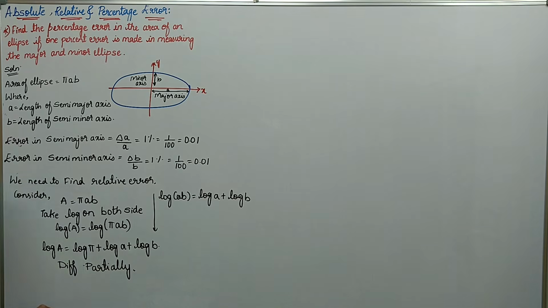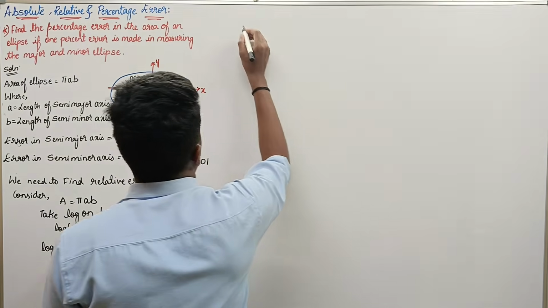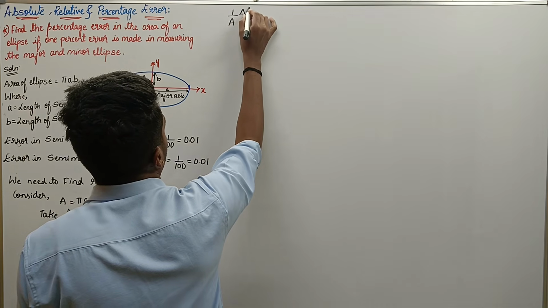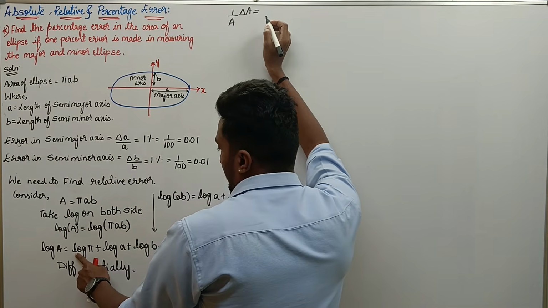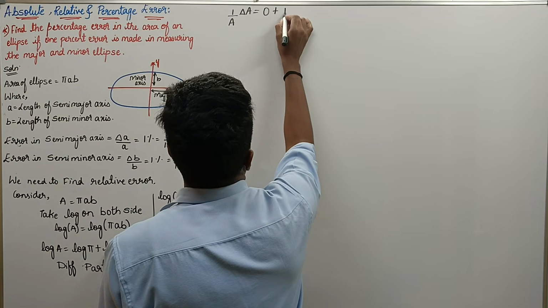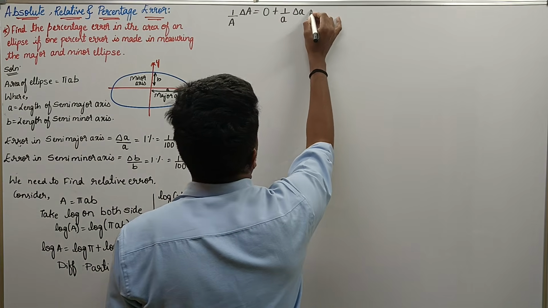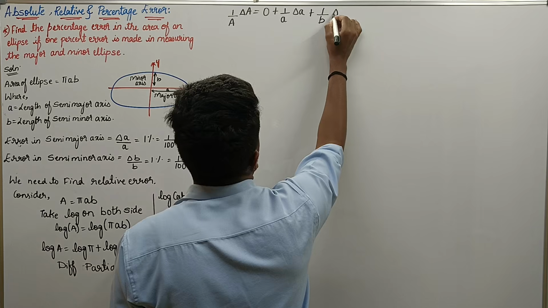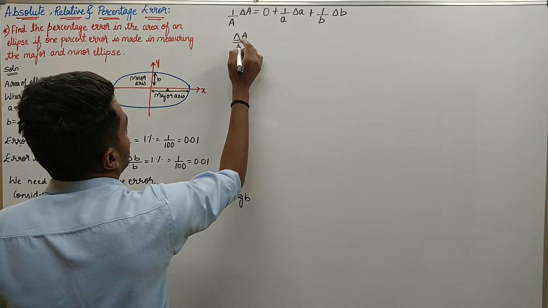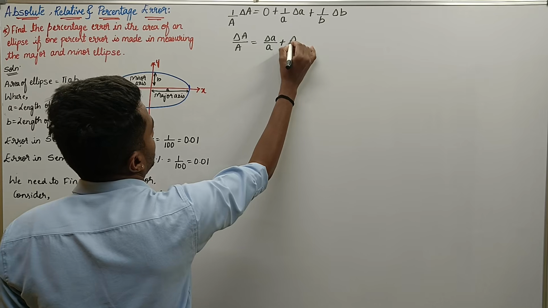Differentiate partially. If I differentiate partially, the differentiation of log a will be 1 by a. Since I am differentiating partially, I am going to represent it as del a. The differentiation of log pi is 0. Again, the differentiation of log b is 1 by b, partially, so I represent del b. Now after differentiating, del A by A is equal to del a by a plus del b by b.